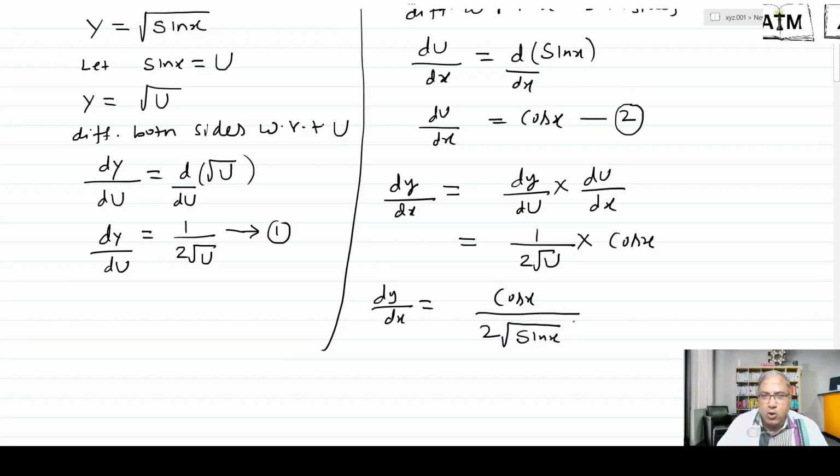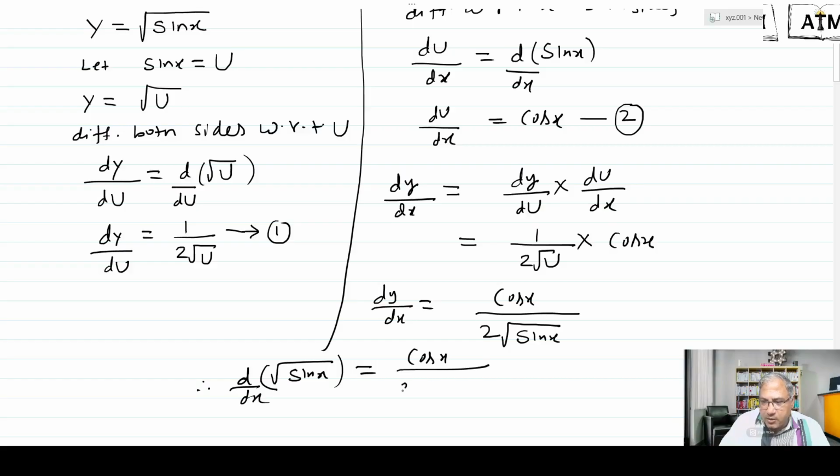You have to put back the value of u. If you keep u as it is, then it is not allowed. At the end, what is u? u equals sin x. You have to put it back here. So dy by dx equals cos x upon 2 root sin x. How to write that? Therefore, differentiation of root sin x with respect to x equals cos x upon 2 root sin x. This is the answer.